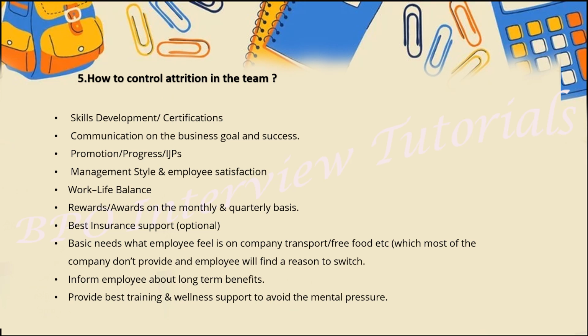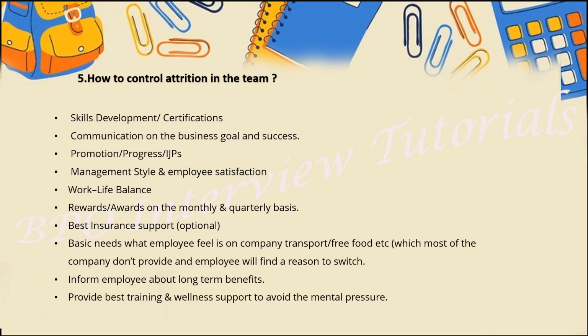Fourth point, management style and employee satisfaction. That is much needed. If an employee is not satisfied, definitely he will try to jump. So we have to see what issues employees are facing here. If we are able to solve those issues, we have to solve them. If not, we have to highlight that to the management so that they can take the necessary steps, and they will try to support us.